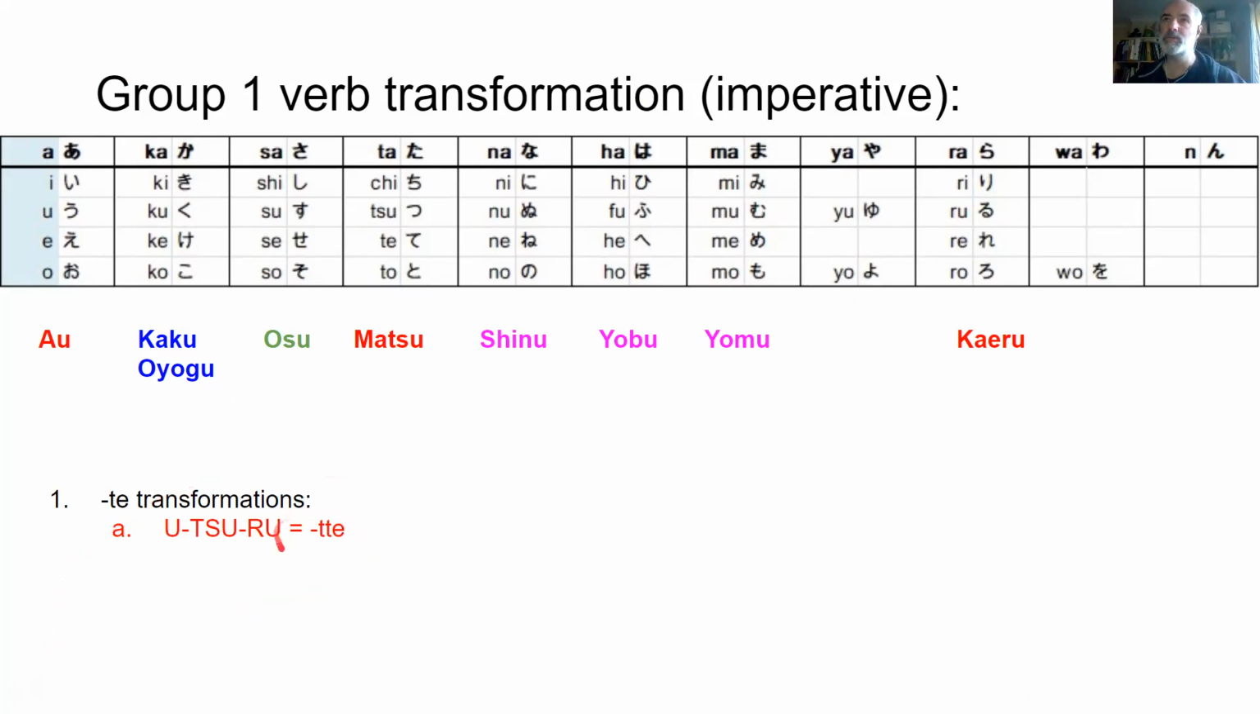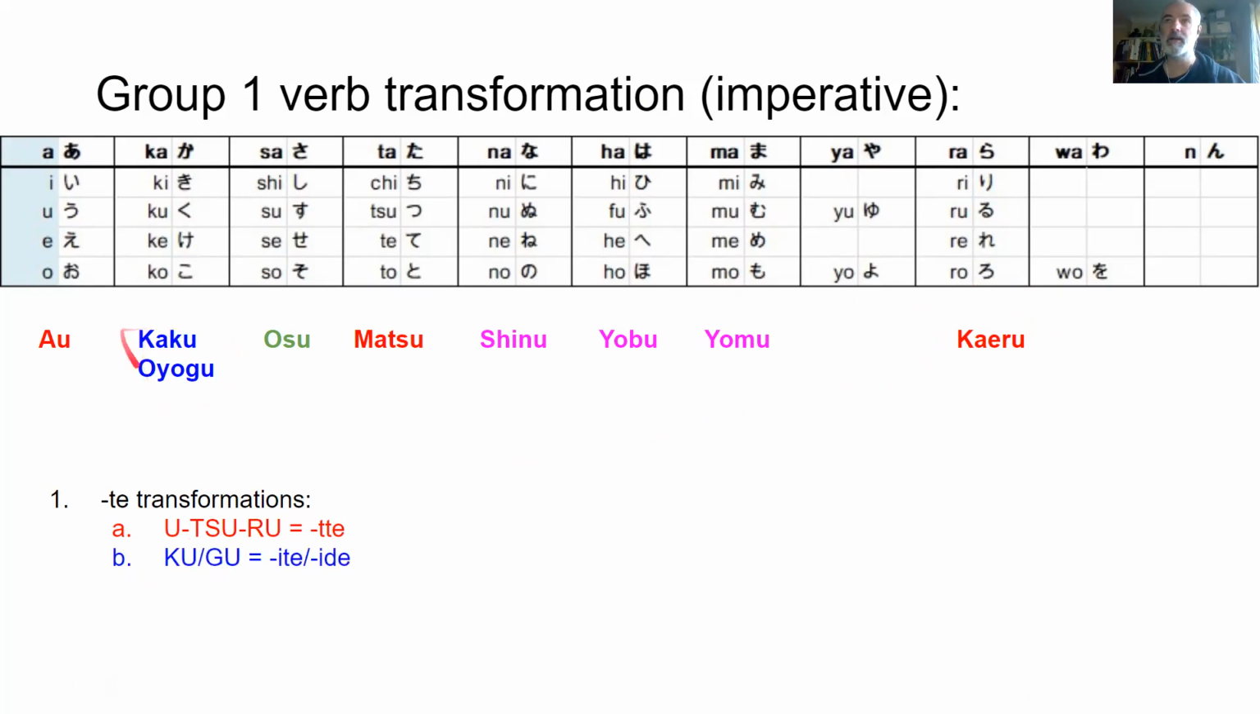So it's also important to do the same thing with these double consonants. So please meet, which is ao, would be atte, atte, and not ate, but atte. Matsu, please wait, matte. And kaeru, please go home, kaette, kaette.